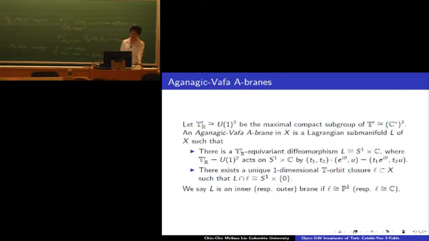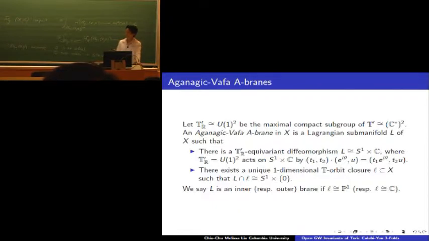I can define this Aganagic-Vafa A-brane in terms of coordinates, but I think it suffices to state the following two properties. First, there is a T_R' equivariant diffeomorphism between such an Aganagic-Vafa A-brane L in X and S^1 times C, where under this identification T_R' acts on S^1 times C by the following explicit formula. Secondly, this Aganagic-Vafa brane L intersects a unique one-dimensional T-orbit closure in X along a circle, and this circle can be identified with S^1 times the origin of C under the identification.